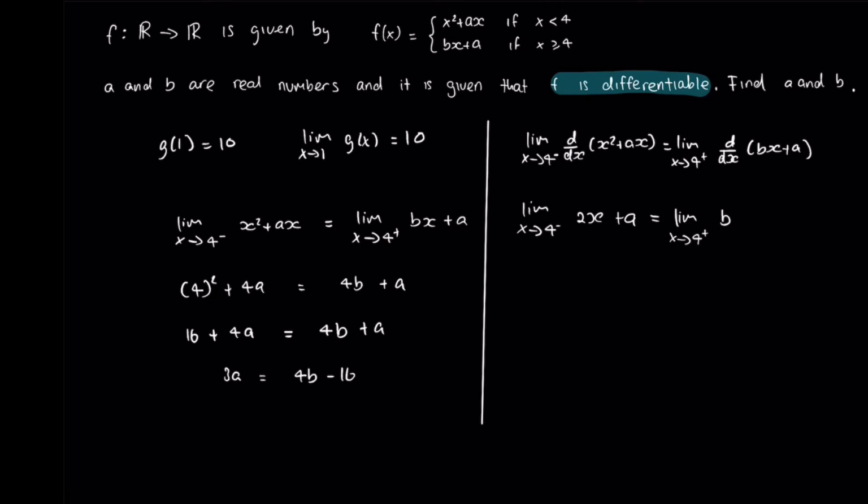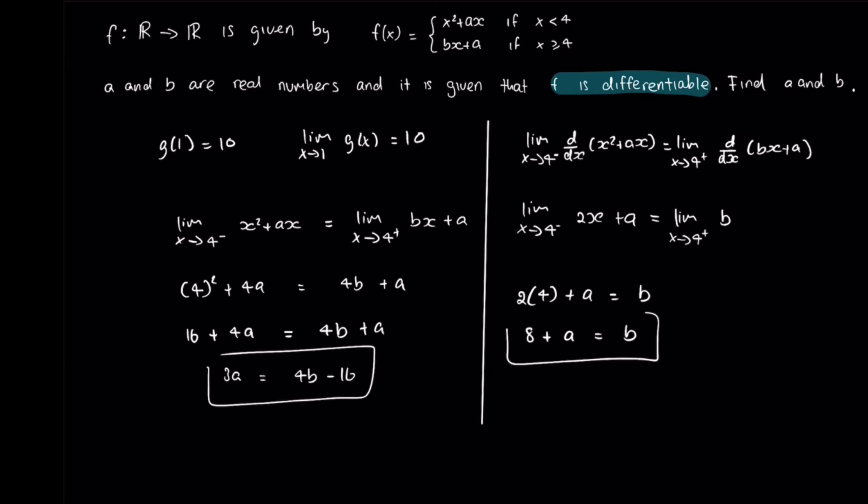So now if we solve the limit, on the left-hand side we get 2 times 4 plus a, and on the right-hand side, notice that we don't have x anymore. So the limit, which is with respect to x, has no effect on b, so we just have b. Now if we simplify, we get 8 plus a equals b. Now we have our two equations, the first one right here and the second one here.